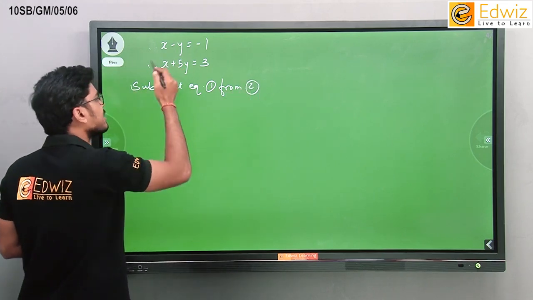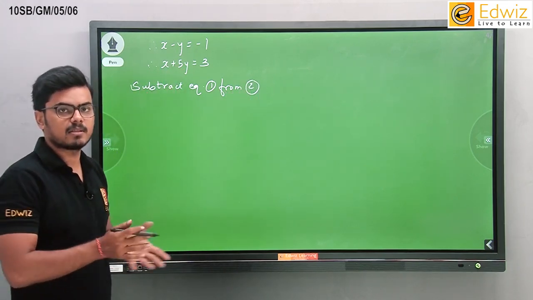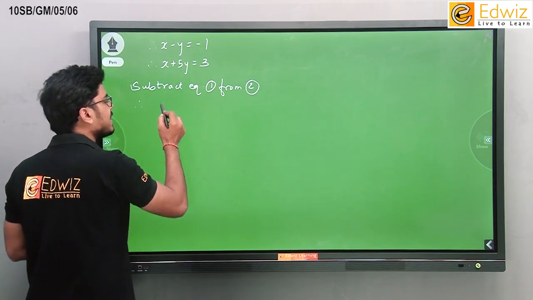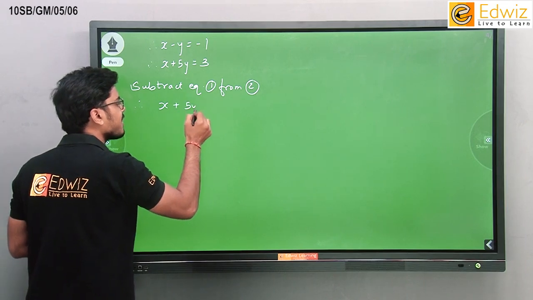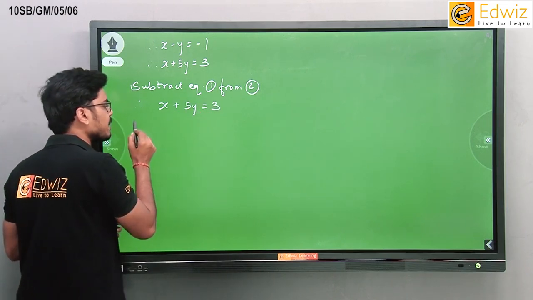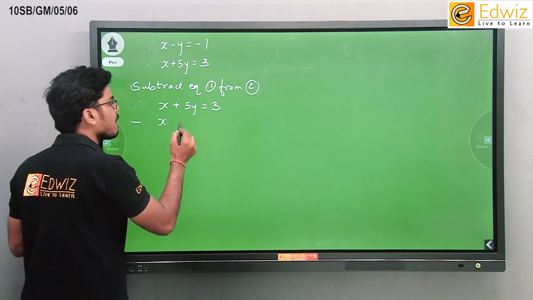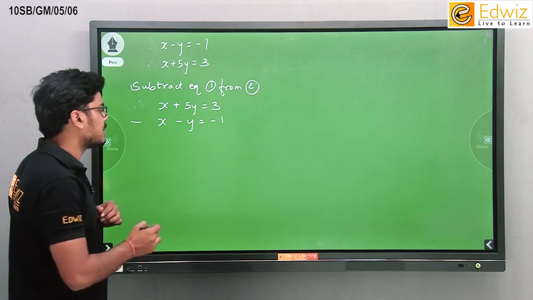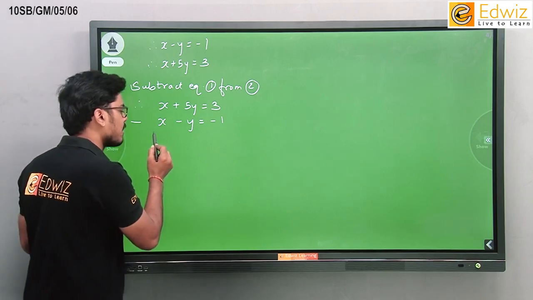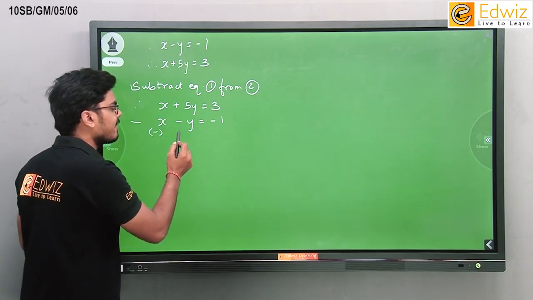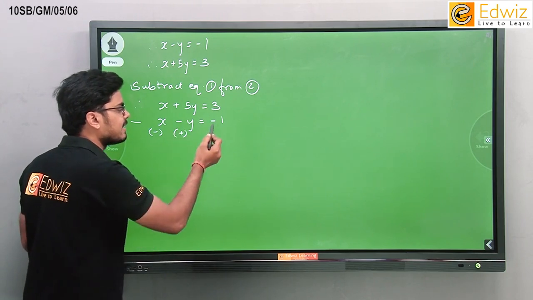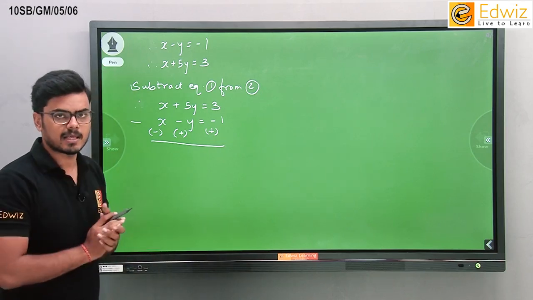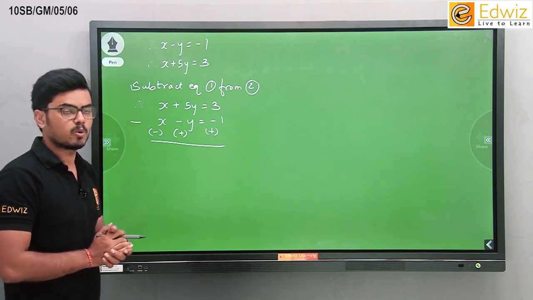Subtract करने से x और x cancel हो जाएगा, सिर्फ y बचेगा, we'll get the solution. Correct? So therefore equation 1 from 2 बोला मैंने, तो पहले second equation लिखेंगे x plus 5y equal to 3. From this we will subtract the first equation, that is x minus y equal to -1. Whenever we subtract signs change हो जाता है, तो ये positive x था, now it is negative x, ये negative y था, now it is positive y, ये negative 1 था, now it is positive 1. Okay, we have studied this in the very first chapter of algebra, linear equations in two variables.